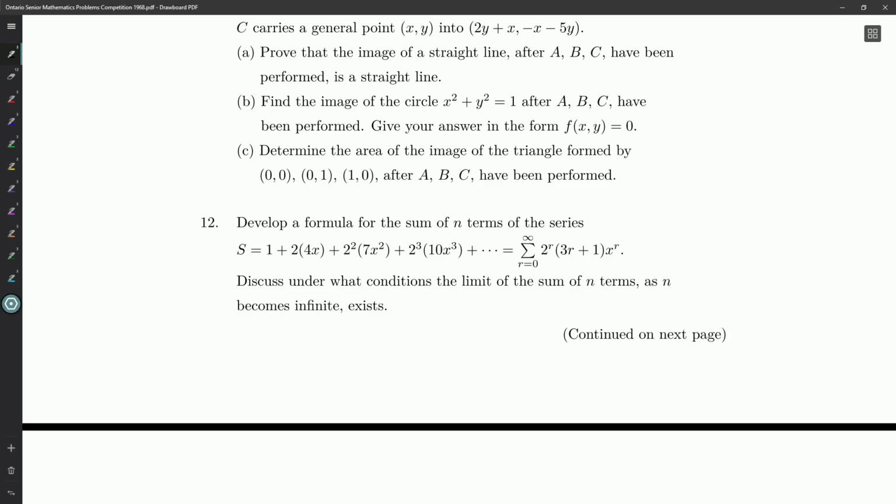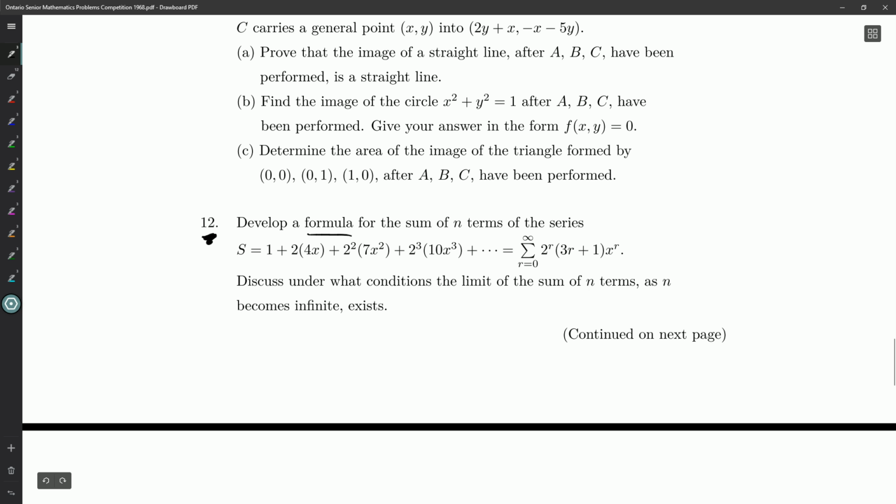Hello, everybody. I hope you are all doing well and you're ready to try another question. This is question number 12 on our Ontario Senior Math Contest from the year 1968. If you'd like to try the question, of course, I encourage you, as with the others, to pause the video and try it out for yourself.